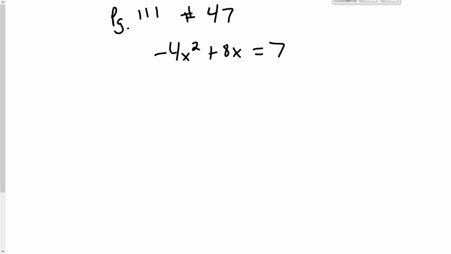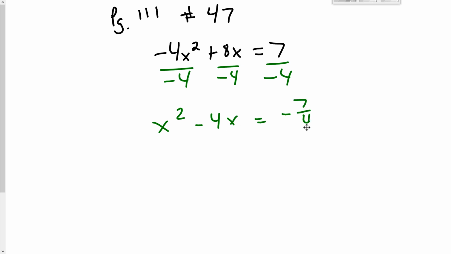It's asking us to complete the square. When completing the square, we always want to move our c to the right side if it's set equal to 0. Here it's not set equal to 0; our c is already on the right side. So first, we always divide by our a, because our a needs to be 1. That means I have to divide everything, including the 7, by our a. So we get x squared minus 4x equals negative 7/4.